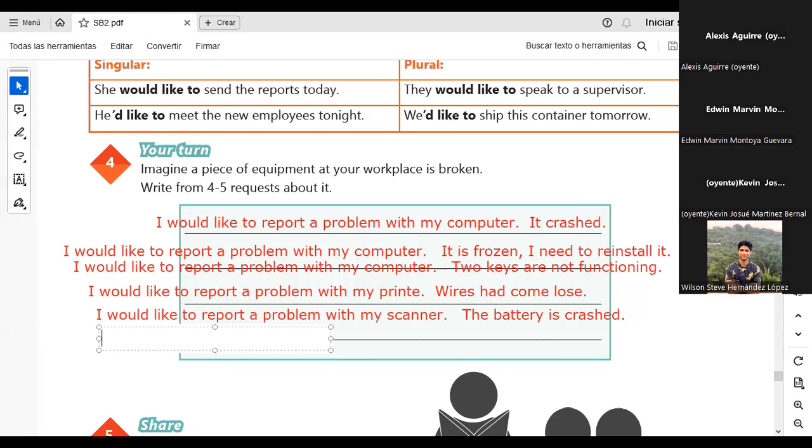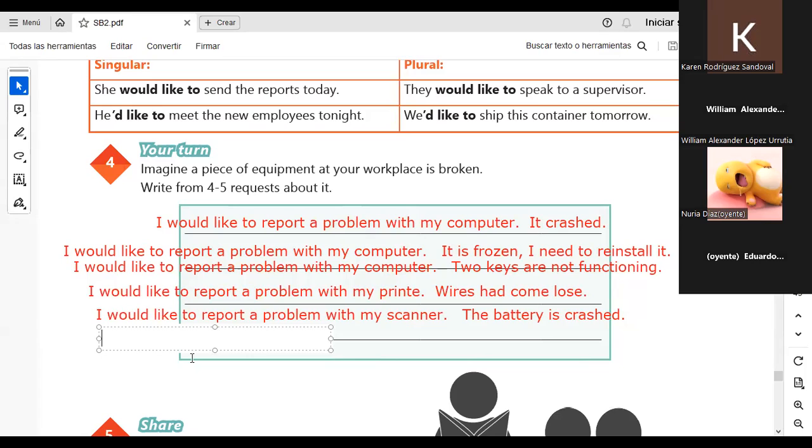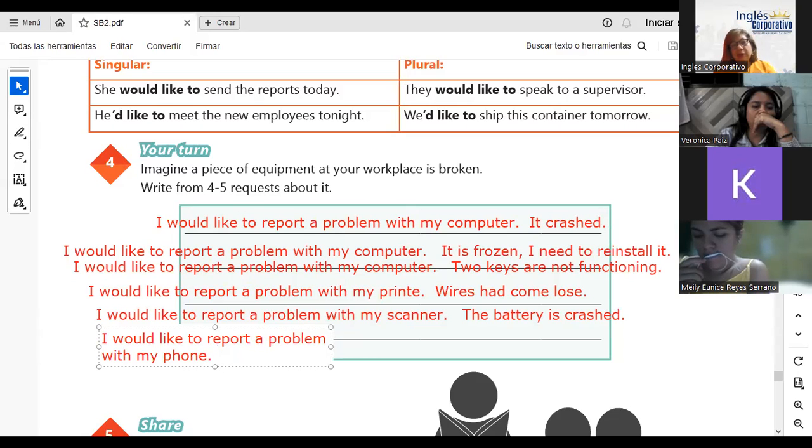I would like to report a problem with my phone. What is the problem? No sé cómo se dice, no se escucha bien. You have to tell me. No, I won't tell you. Bailey is right. Who is it telling me?